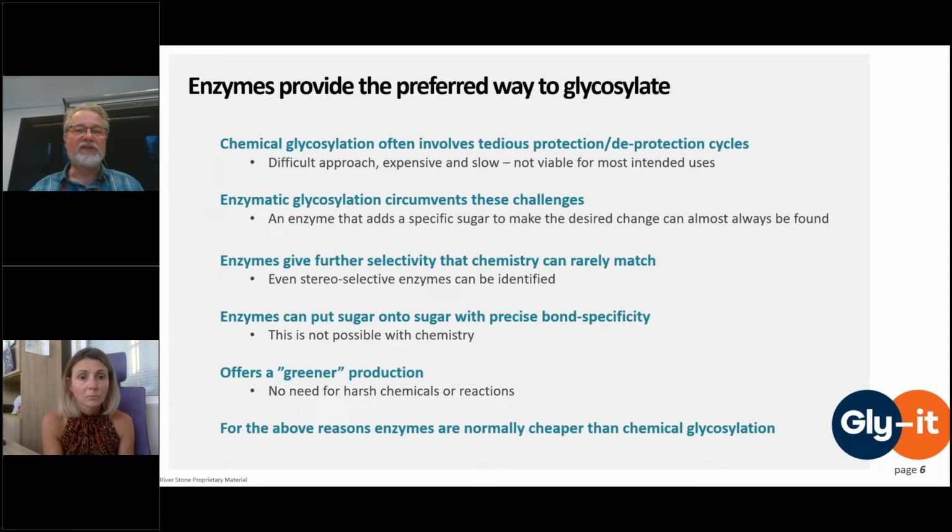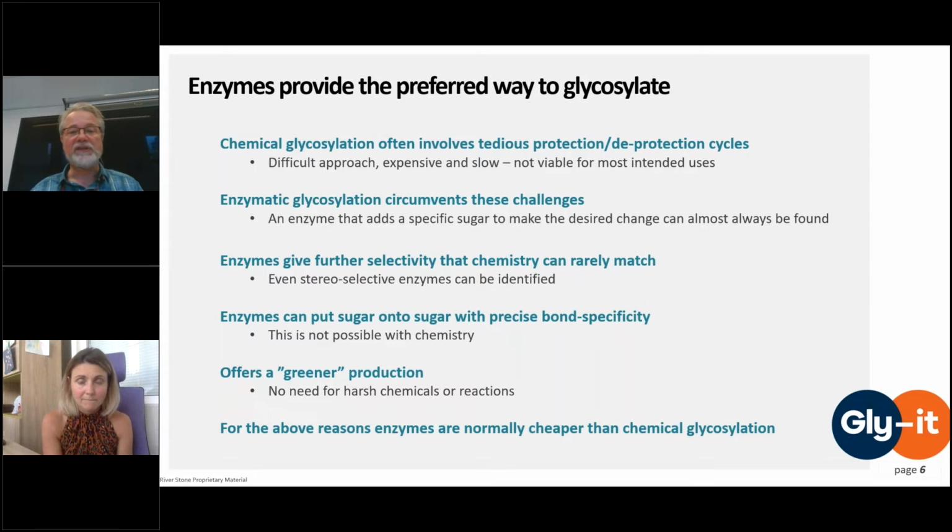So I will come with a bold statement, and it's often provocative. If you have an audience of chemists, I will nonetheless go there and say that in my and our mind, enzymes provide the preferred way to glycosylate a small molecule. And I'll try to convince you that that is the case. Chemical glycosylation often involves quite tedious protection and deprotection cycles, because if you have more than one glycosylable group, you need to protect the one you don't want, glycosylate, and so on.